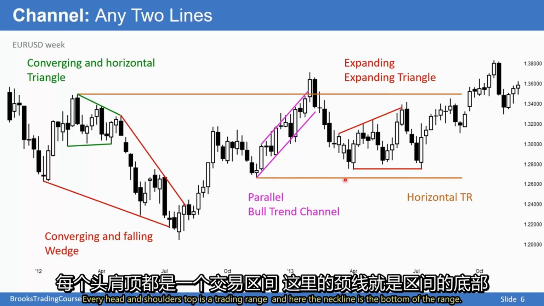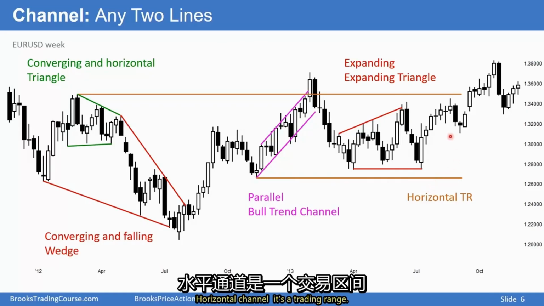Every head and shoulders top is a trading range. And here the neckline is the bottom of the range. Horizontal channel, it's a trading range.